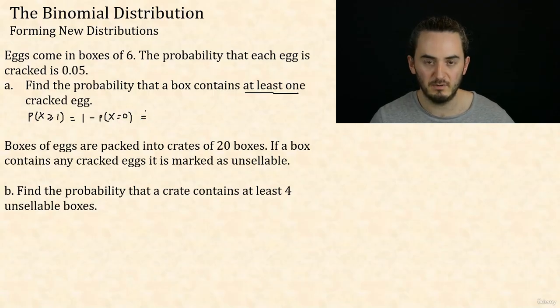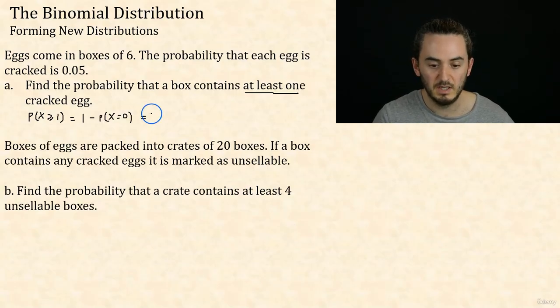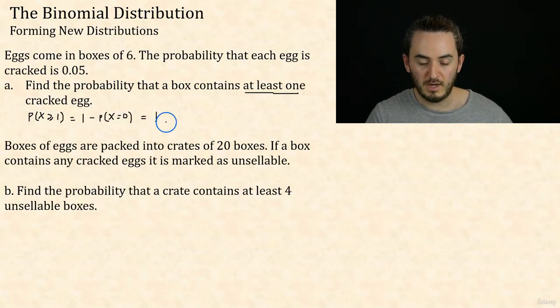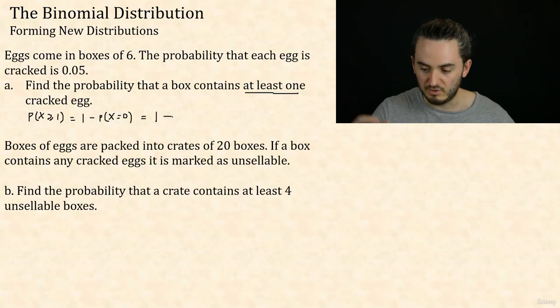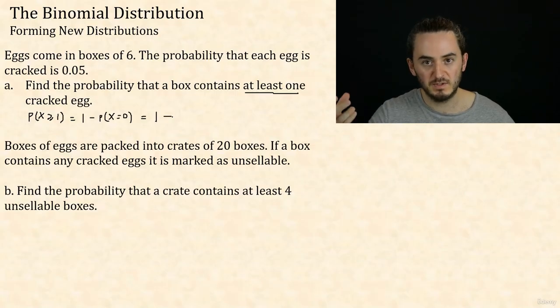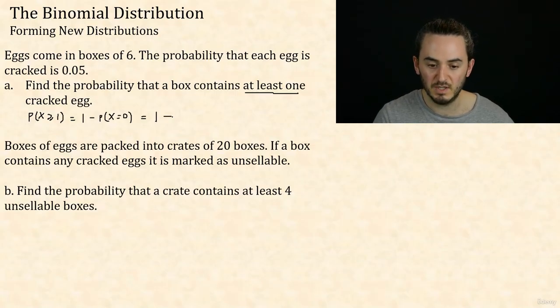Of course we can use the calculator, but it can be faster to just think about it, not even in terms of binomial probability, just in terms of repeated outcomes. If there are no cracked eggs, then what must have happened on each egg is it didn't break. So the first one didn't break, probability 0.95, the next one didn't break, the next one didn't, and so on. So not breaking, 0.95, must have happened all 6 times.